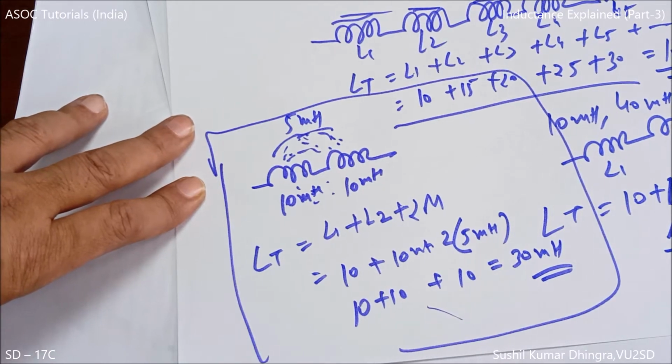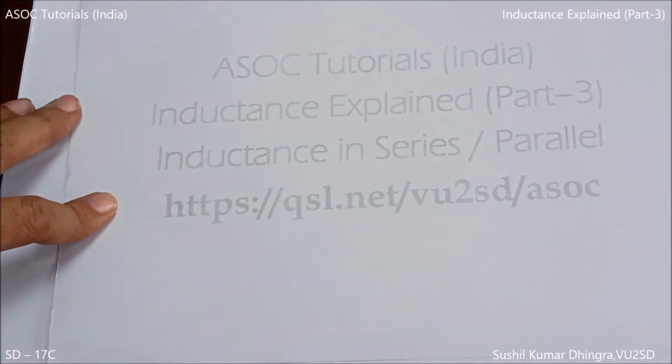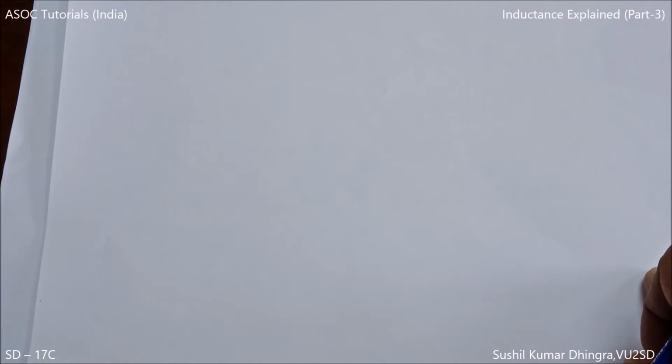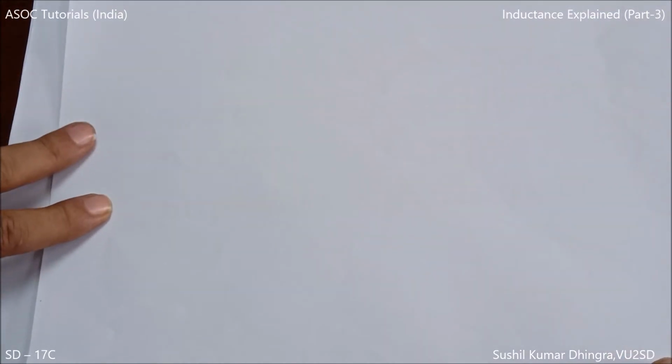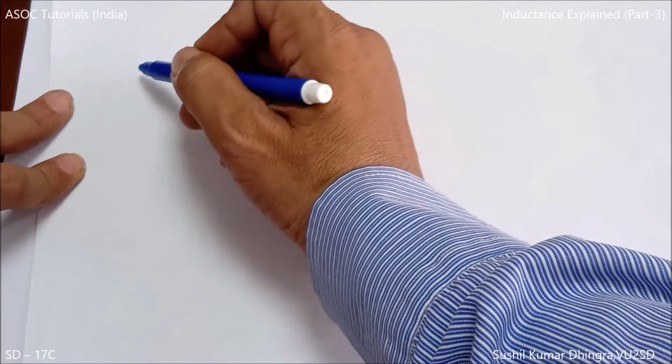Now coming to the parallel combination. Two coils or inductors connected together in parallel, when both of their terminals are respectively connected to each other and to another coil. Just see the diagram.